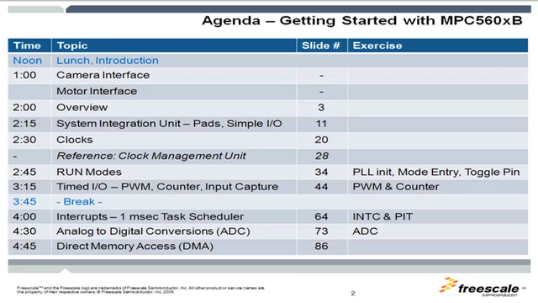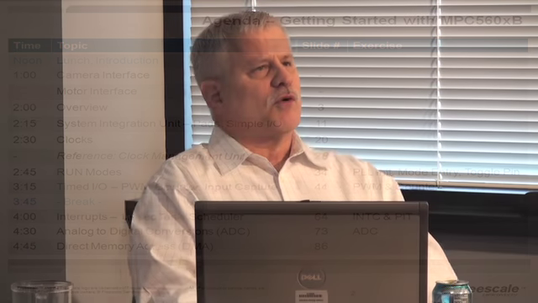What we're going to do today is go through an overview of the system, just general things you need to know about the architecture. Then we'll get into the pads and the I/O, and cover clocks and something called run modes. Then we'll get into I/O for timed I/O, interrupts, how to do a task scheduler, and analog to digital converter, and then finish with DMA. We're not going to cover peripherals that are not needed for most people using the exercise for the Freescale Cup.